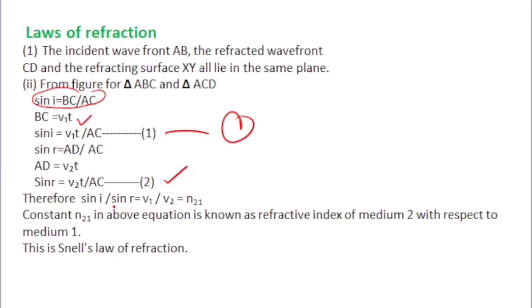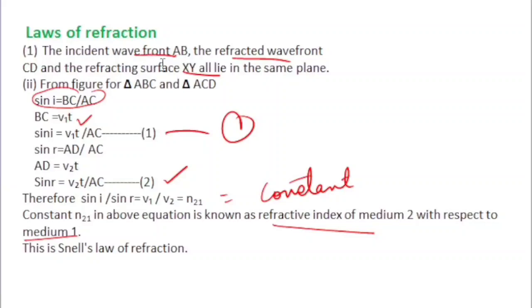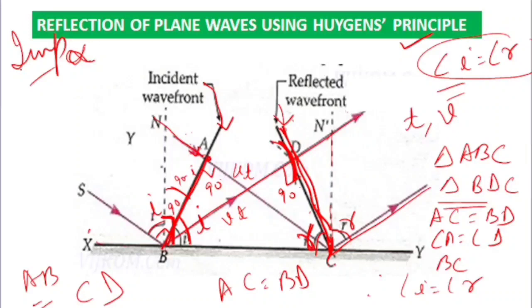When you divide these two, you get sin I by sin R equal to V1 by V2, which is a constant quantity for a given pair of media. And hence in this way you prove Snell's law. This constant quantity is known as the refractive index of medium 2 with respect to medium 1. And also, what is the first law of refraction? The incident wavefront AB, refracted wavefront CD, and refracting surface XY all lie in the same plane. In this way, you have to prove the laws of reflection and refraction using Huygens principle, right? Hope it's clear to all of you.